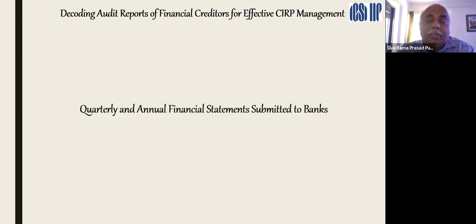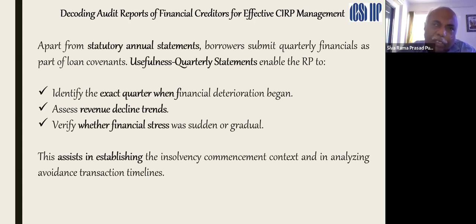Quarterly and annual financial statements are submitted to banks. And what is a quarter? Even if the loan exposure is more than 10 crores in some banks, 20 crores in other banks, they will insist on quarterly audited financial statements. That is Q1, Q2, Q3, Q4. So apart from the statutory annual statement, borrowers submit quarterly financial statements as a part of the loan covenants. Quarterly statements help identify the exact quarter when the financial deterioration began.